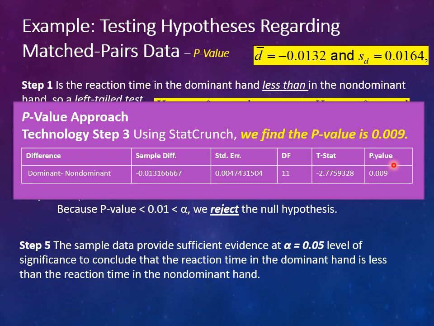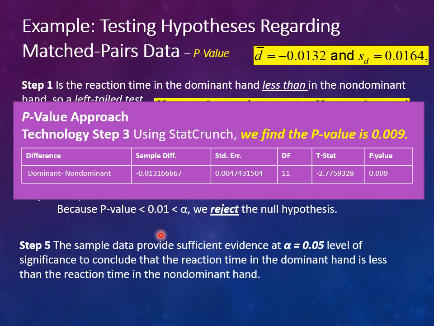If we did use technology, in this case StatCrunch, we find the p-value here is 0.009, which falls between 0.01 and 0.005. So that falls within the range that we said before. And of course, 0.009 is less than 0.05. And so we get the same result. We reject the null hypothesis. Using the technology, we get a more precise p-value, but in our case, it worked out fine.